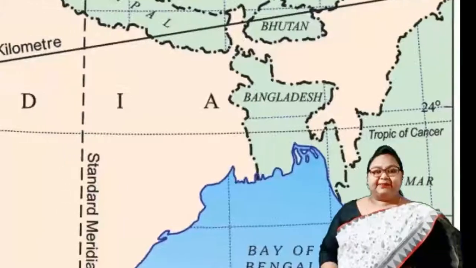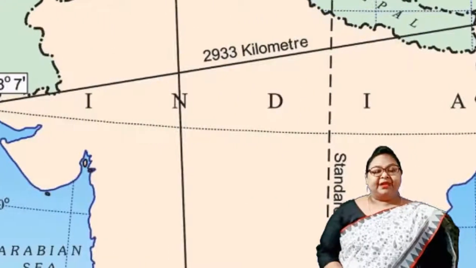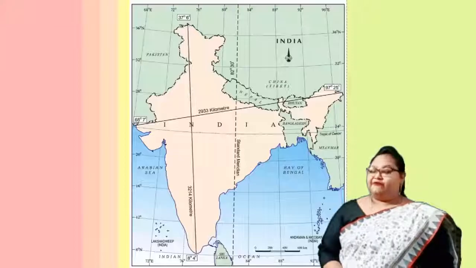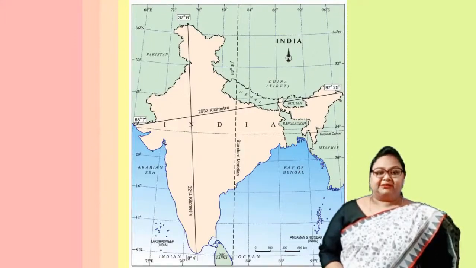Children, as you can see, the Tropic of Cancer is passing from the center of the country and it is dividing the country into two equal halves. If you see, the northern part is broader than the southern part.